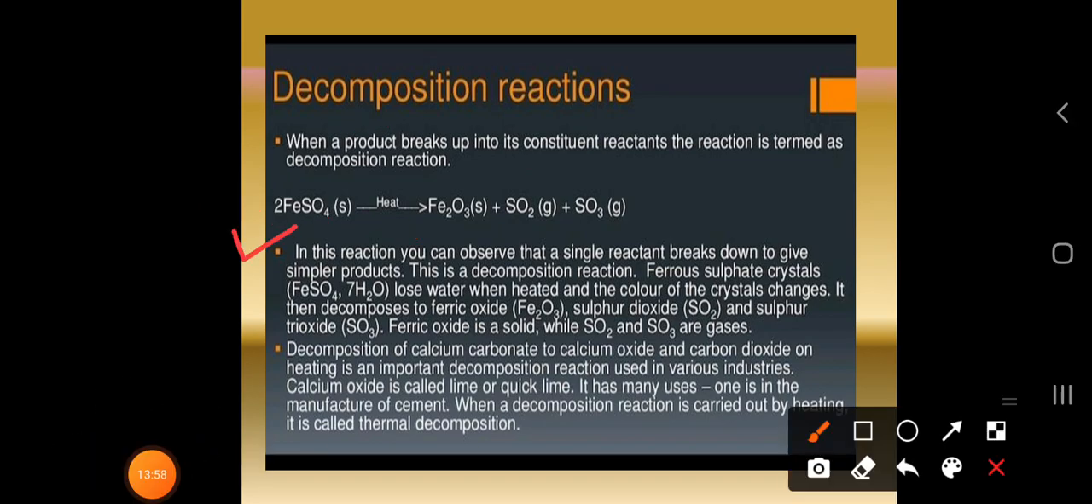So in this reaction, what happened? You can observe that a single reactant breaks down to give simpler products. What are those simpler products? These 3 are the simpler products.